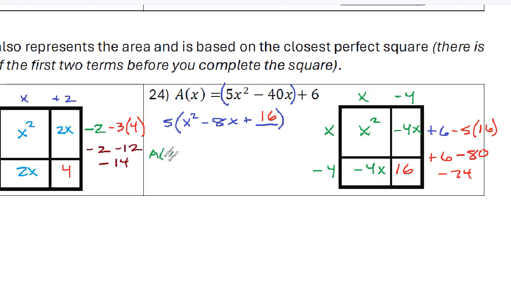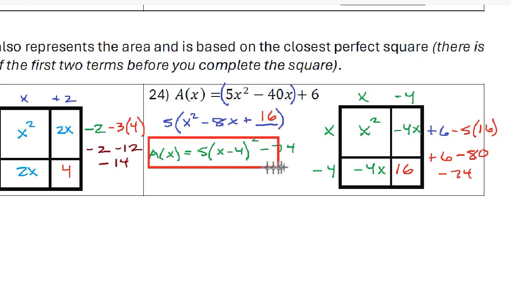Let's just rewrite our equation. A of x equals 5. Here's our perfect square that actually is the same. X minus 4 squared is the same as x squared minus 8x plus 16. So I've got x minus 4 squared. And now we're going to go ahead and subtract 74 from that. And there is our closest perfect square.